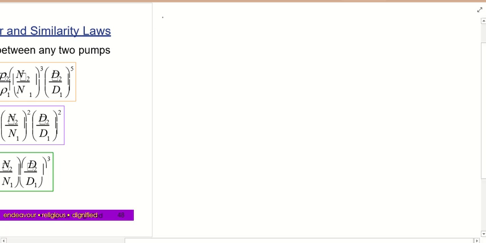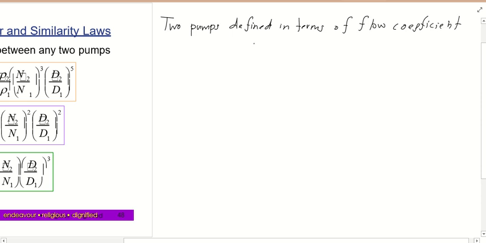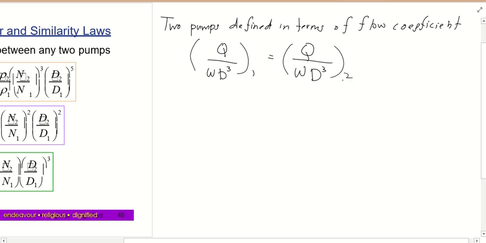Two pumps defined in terms of flow coefficient. Okay, so flow coefficient, which is Q over omega D cubed for pump 1, equal to Q over omega D cubed for pump 2. Okay, so this is similitude analysis.